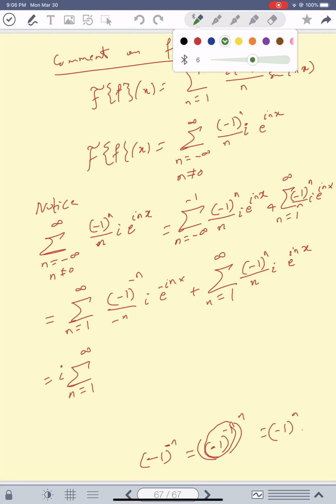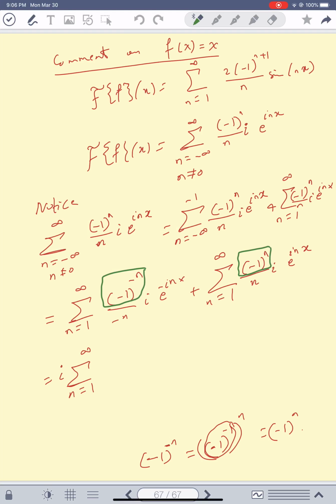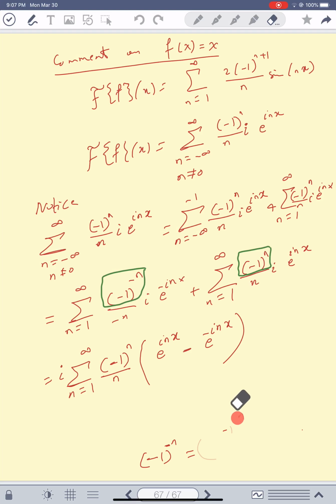So you're dealing with -1 to the -n and -1 to the n. In fact, they are the same number. So you can factorize this term. You'll have -1 to the n as a common factor, over n as a common factor. The i, we already took as a common factor. So what's left? From the second sum, you have e to the i n x, right? Minus, why is it minus? Because we have a minus sign here. So minus, from the first sum, you will have e to the minus i n x. So let's delete these computations here.